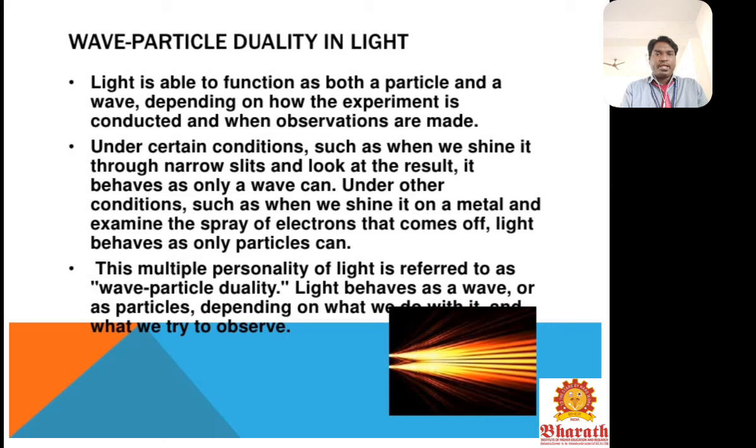Wave-particle duality in light. Light is able to function as both particle and wave, depending upon how the experiment is conducted and observed. Under certain conditions, such as when we shine it through narrow slits and look at the result, it behaves as only a wave can. Under other conditions, such as when we shine it on metal and examine the spray of electrons that comes off, light behaves as only particles can.